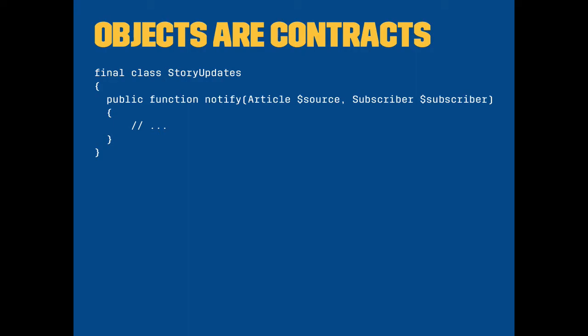I sort of mentioned this already, objects are contracts, and here's an example. If I have something that sends story updates to subscribers, for example, this object does not have to worry about whether this article is fit to be sent. Because it's type hinted here, because this is a contract, I have guarantees that these are completely valid articles and subscribers, so I can safely send the article to the subscriber without having to worry about all these internal details.